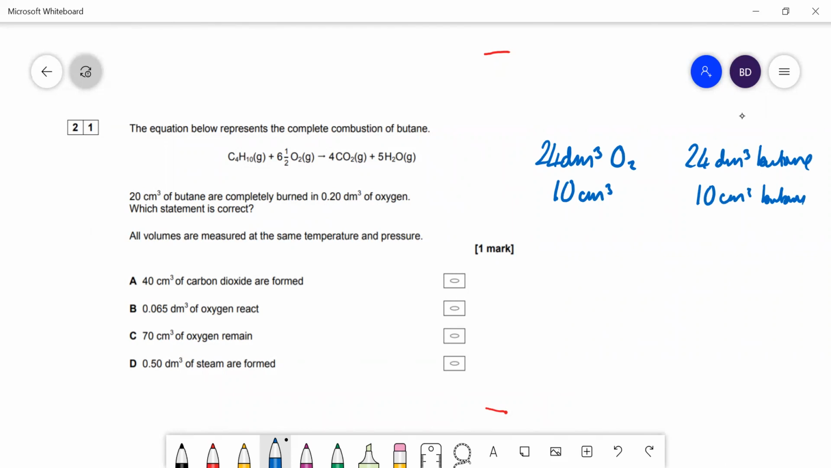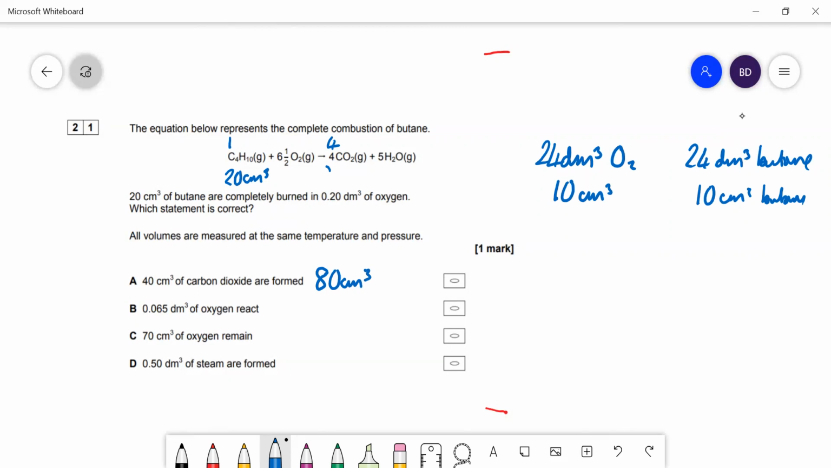So 20 centimeters cubed of butane, right? Well, that means 1 mole of butane gives you 4 moles of carbon dioxide. So that should give you 80 centimeters cubed of carbon dioxide. So that first one is wrong. That will give you 80.